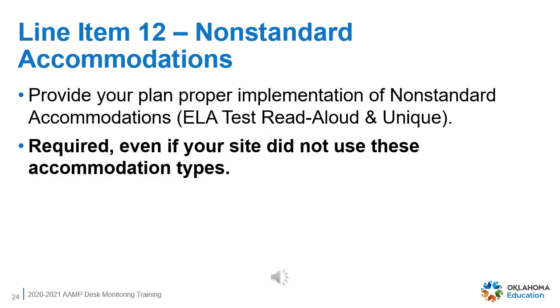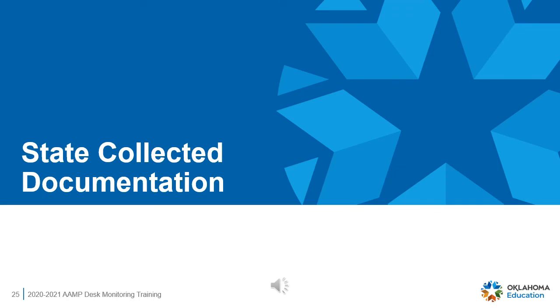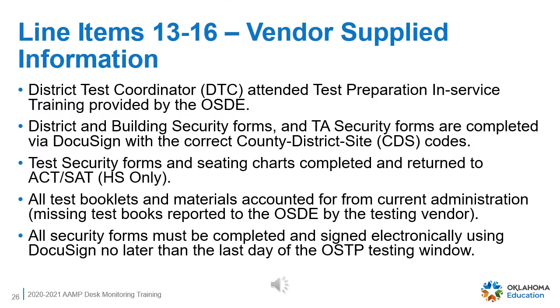Line item 12, non-standard accommodations. Each site scheduled for monitoring will provide their own plan for proper implementation of non-standard accommodations. So this is required even if your district did not use the ELA test read aloud accommodation or any type of unique accommodation. The sites still need to come up with a plan for implementing this. The remaining items on the desk monitoring checklist are collected by OSDE. Line items 13 through 16 are vendor supplied information.